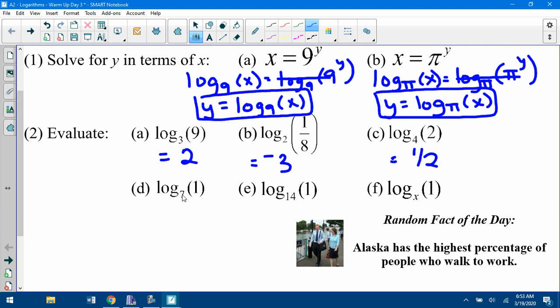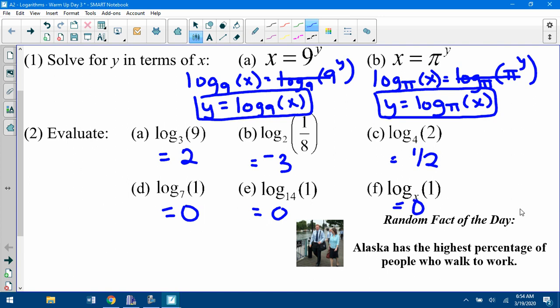Okay, so now all of these. 7 to what power gives you 1? 7 to the 0 power gives you 1. 14 to what power gives you 1? Well, anything to the 0 power gives you 1. So we talked about this yesterday, but remember that no matter what the base is, whatever the base is raised to the 0 power is going to equal 1. So those are all 0.